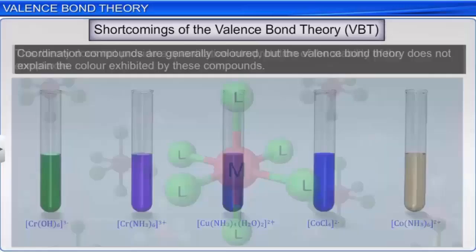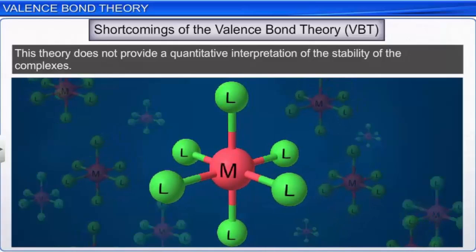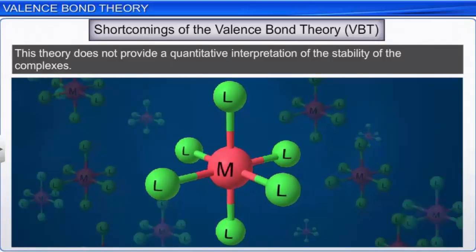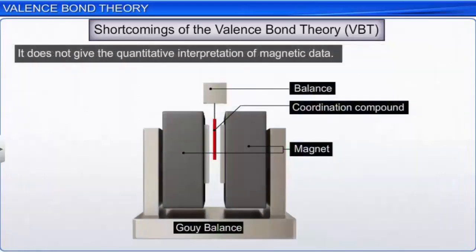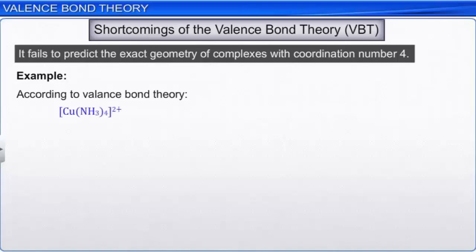It does not give the quantitative interpretation of magnetic data. It fails to predict the exact geometry of complexes with coordination number 4. For example, according to the valence bond theory, [Cu(NH3)4]2+ has tetrahedral geometry, but X-ray analysis has proved that this complex has square planar geometry.